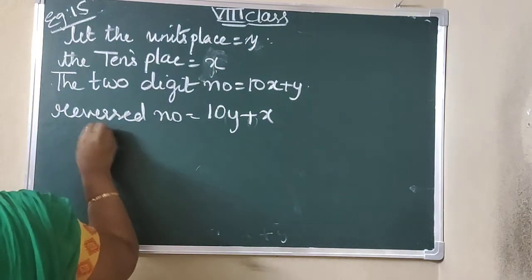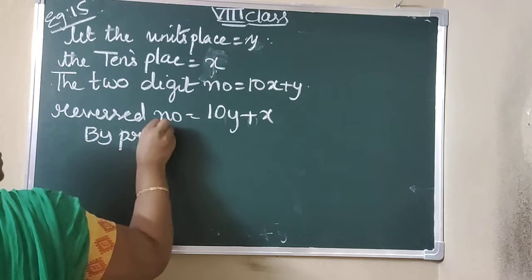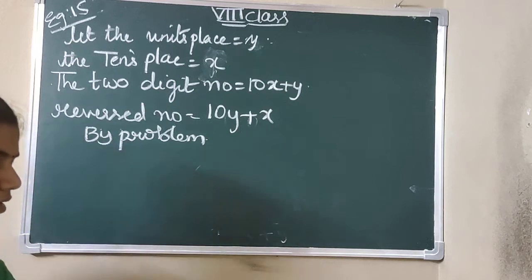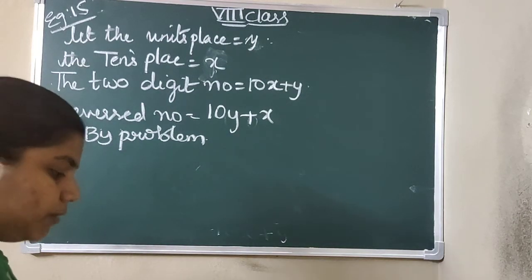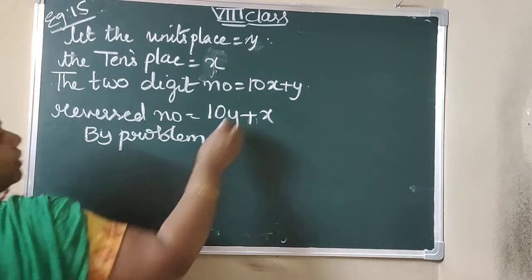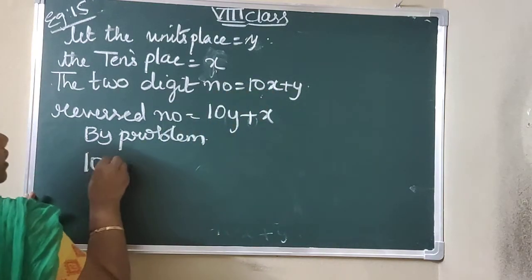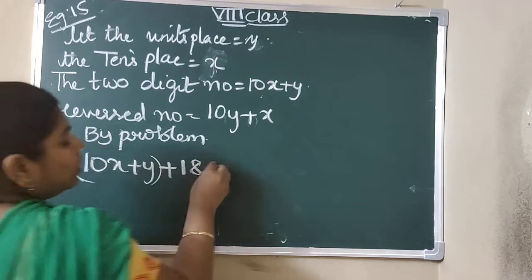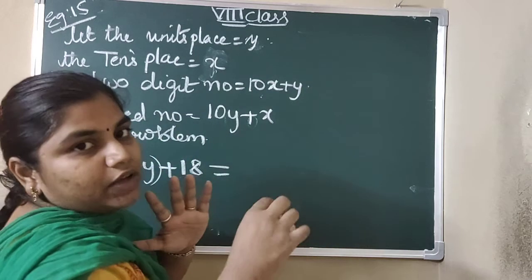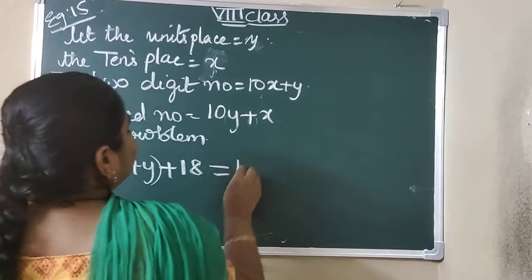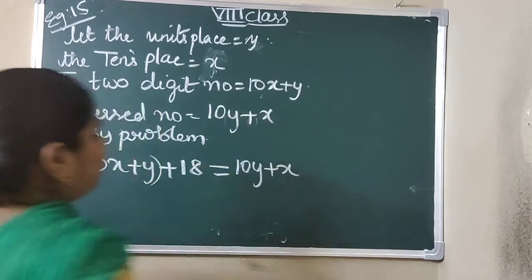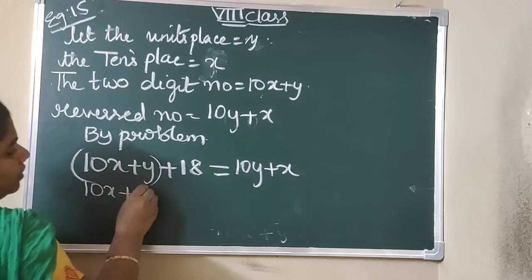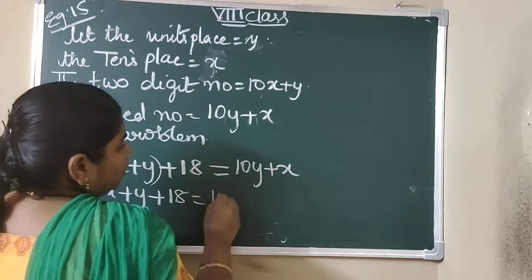So by the condition you can write: they told that if 18 is added to the number, the digits will be reversed. So if you add 18 to this number, that is 10x plus y plus 18. If you add 18 to the original number, the result is the reversed value. So what is the reversed value? That is 10y plus x. So we have to solve this now. So here 10x plus y plus 18 is equal to 10y plus x.